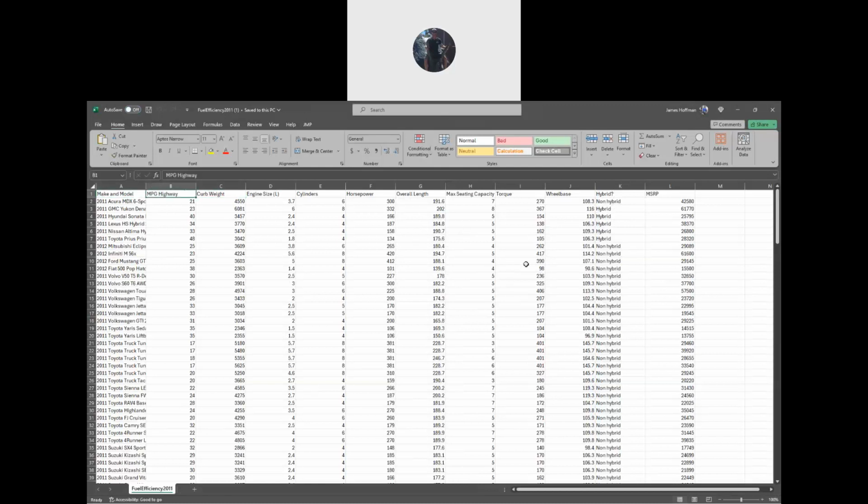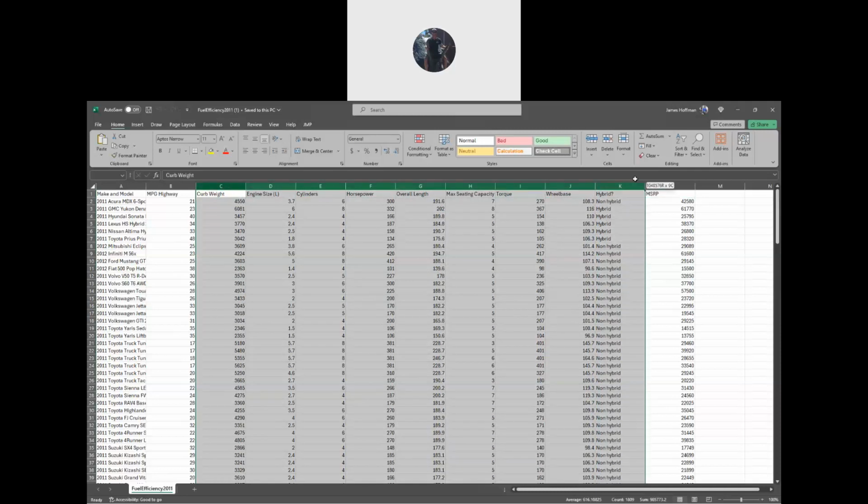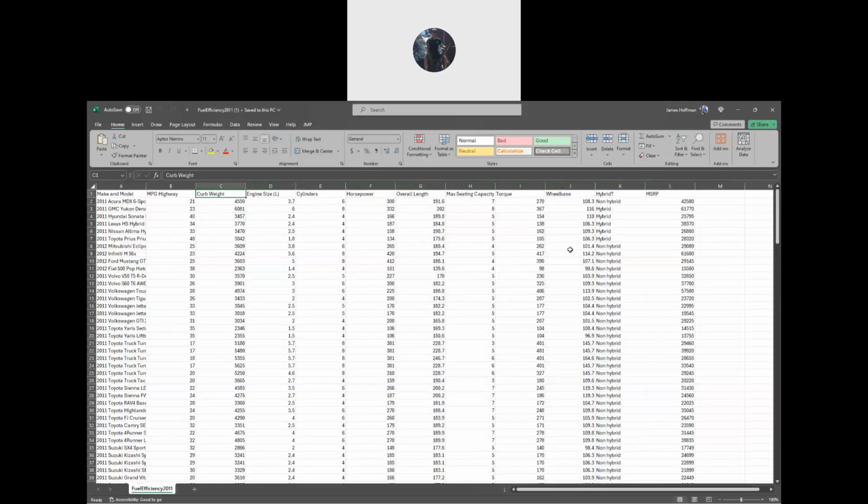So for the other things, let's go through those first. This is the y variable, miles per gallon. Curb weight is the weight of the car. So you would think likely a heavier car would get less fuel economy. You'd think bigger engines would reduce fuel economy because that usually means a faster car. Same with cylinders, horsepower. I'm not sure about length. Maybe that decreases fuel economy. Seating capacity, torque, wheelbase, is the car a hybrid, and then the price of the car. So can we use these things to predict the fuel economy of these cars? Probably, or else there wouldn't be a data set.